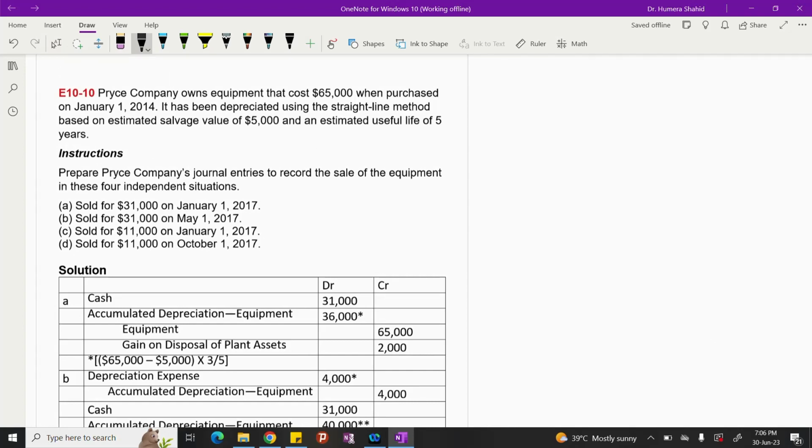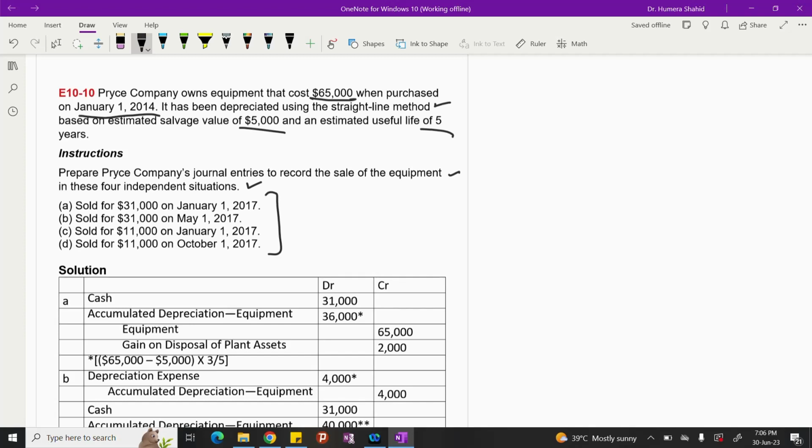Let's move on towards the next question, which is exercise number 10-10. Price Company owns an equipment that cost $65,000 when purchased on January 1st, 2014. It has been depreciated using the straight line method based on estimated salvage value of 5,000 and a useful life of 5 years. They want us to record the journal entries by keeping these four assumptions in our mind. Prepare Price Company's journal entries to record the sale of the equipment in four of the independent situations. Don't confuse them with each other.